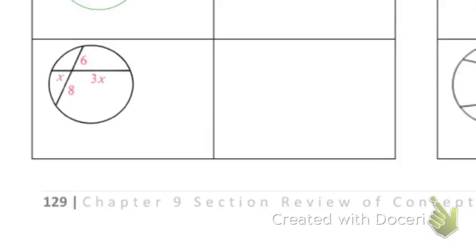Continuing on, we now have two chords intersecting inside with segments. And that is just going to be segment times segment. So that'd be x times 3x equals 6 times 8. I'm not too worried about solving these. You guys can feel free to solve them, but I just want you to think of that because once you have this written down, I feel like you guys can solve these.